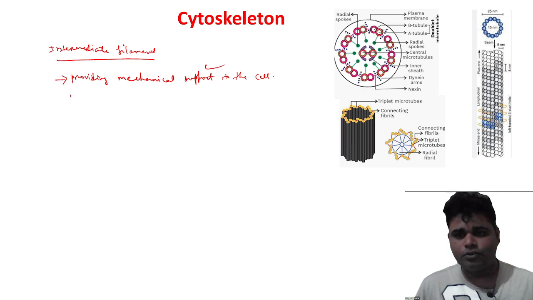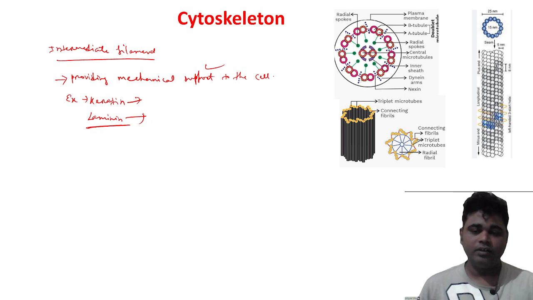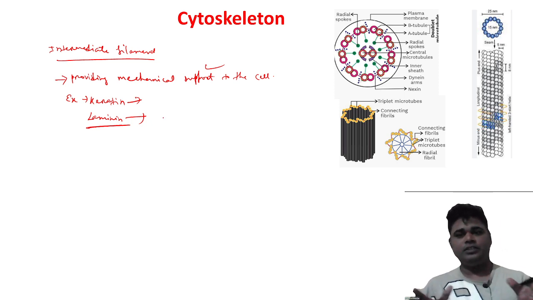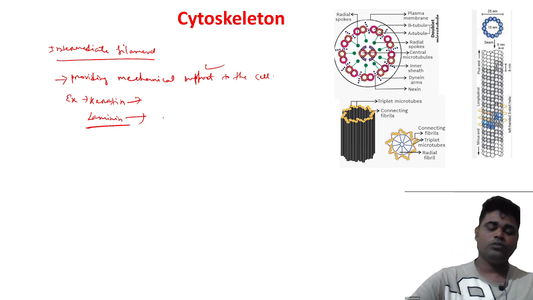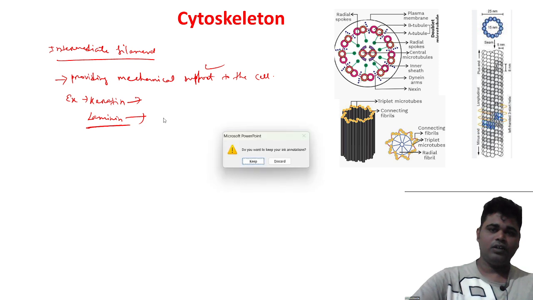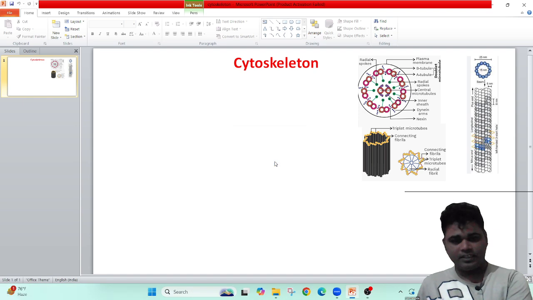For example, the most common example of the intermediate filament is keratin. Keratin provides the support. Again, the laminin also helps in the support to the cell. So these are the main functions of the intermediate filament. That means it only provides the mechanical support to the cell. So this is all about the cytoskeleton, that means microtubule, microfilament, and the intermediate filament.